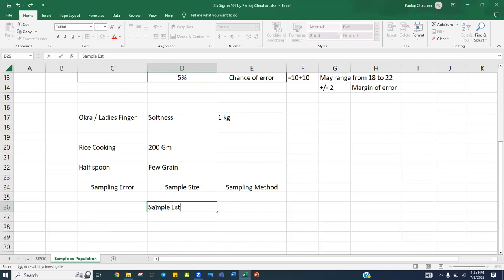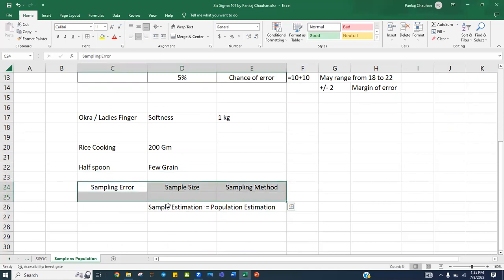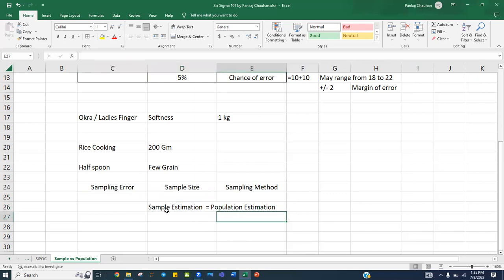So sample estimation should be equal to the population estimation. For that, what are we supposed to do? We are supposed to select the right sample size with the right sampling methodology. And then this sample estimation is equal to the population estimation. This is what we want. But in case the sample estimation is not equal to the population estimation, we want to avoid this sampling error. So that's what the sample means.